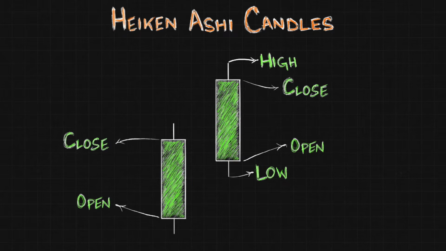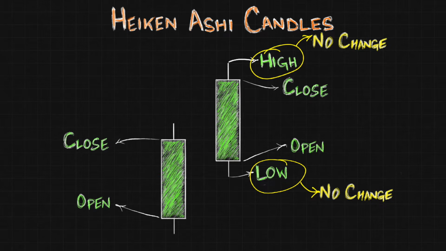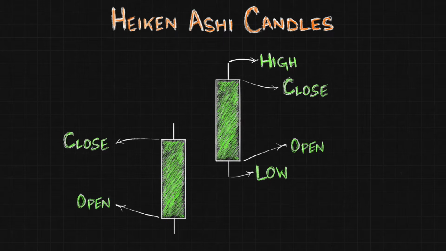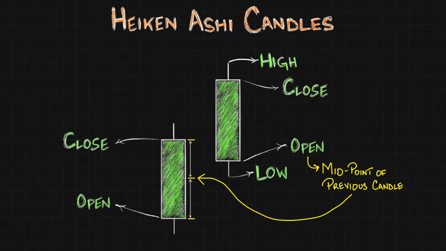For Heiken Ashi candles, the high and low remain the same and indicate the highest and lowest prices achieved in the session for which the candle is to be created. The open point of a Heiken Ashi candle indicates the midpoint of the previous candle. This is where the preceding candle plays a role.